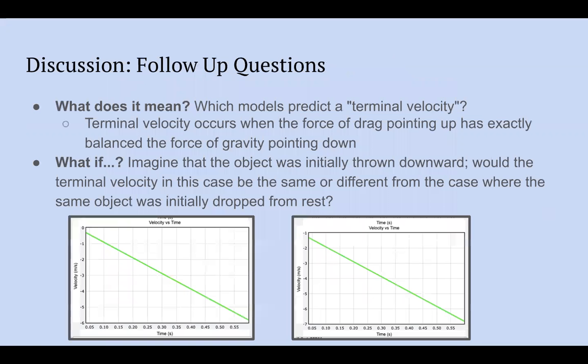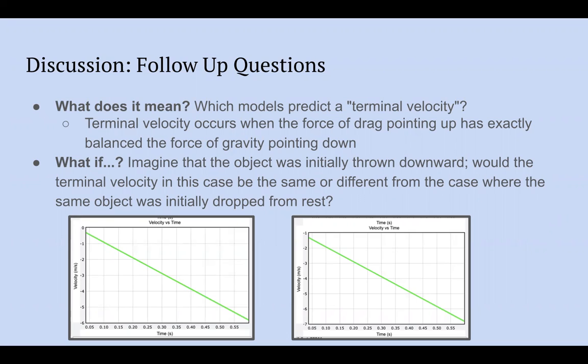Now I'll answer some follow-up questions. The first question is, do any of the models predict terminal velocity? A terminal velocity is reached when the drag force is equal and opposite to the weight. The computational model with gravity and drag is the only one that predicts a terminal velocity because it factors in drag. This is shown in the graph as the points from the drag computational model begin to flatten out towards the end, signaling terminal velocity.